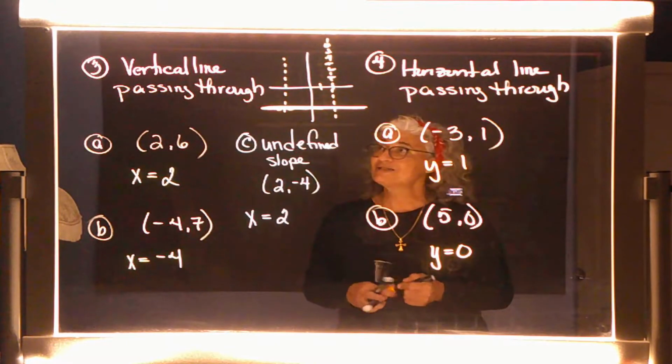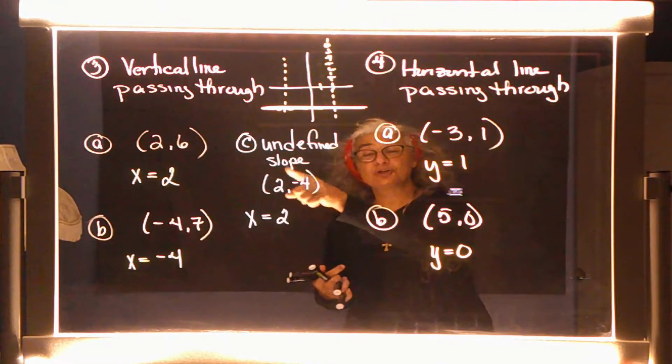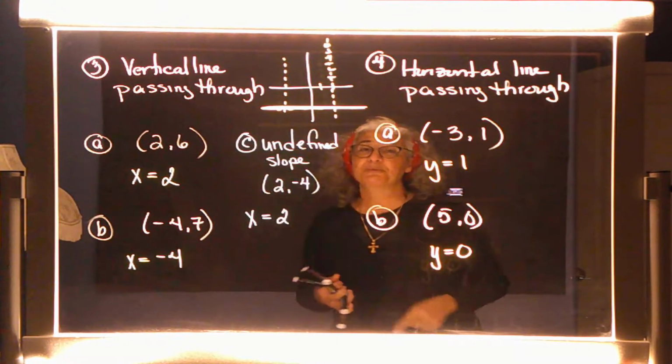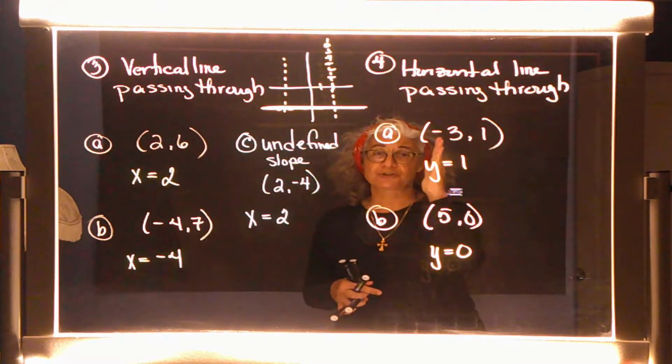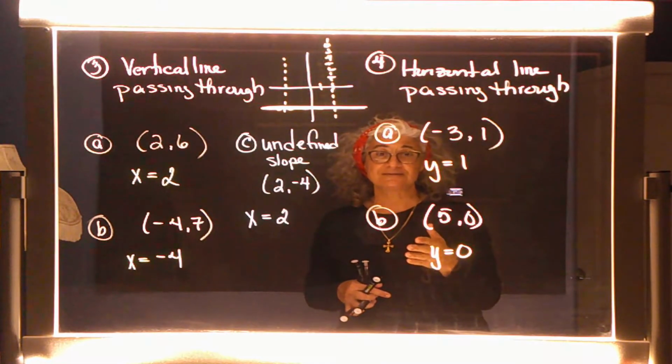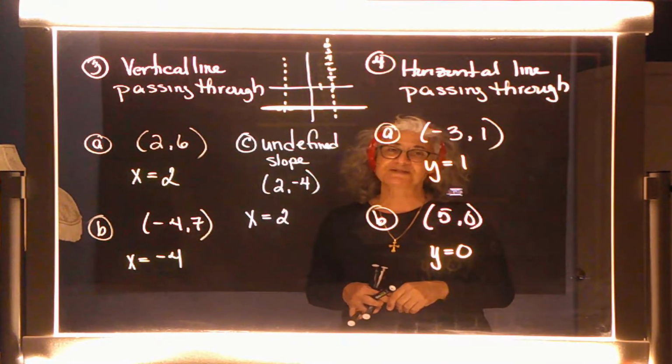Cool. These are some of the easiest problems I can give you, including part C for problem number 3. Because if you recognize you have an undefined slope, then you know it's a vertical line. Good? Stay tuned, got some more problems for us.